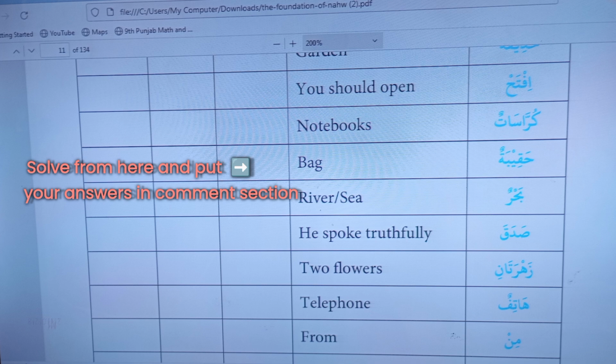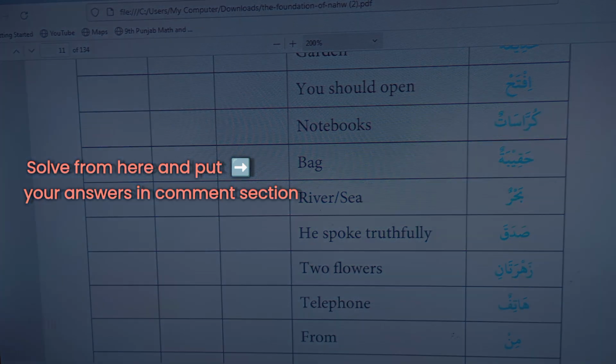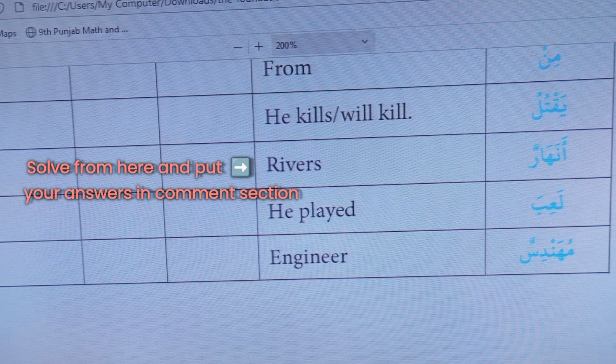Ahdur, be present. What is it? A fi'l. Watchman, ism. Yaksiru, fi'l. Hadika, garden, ism. Iftah, fi'l. Qurrasatun, notebook, ism. Okay.